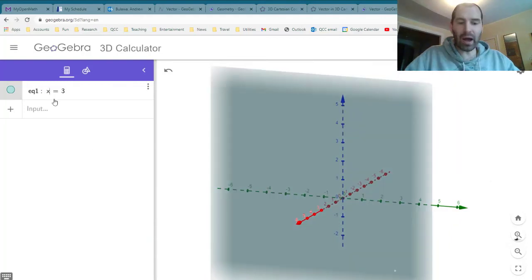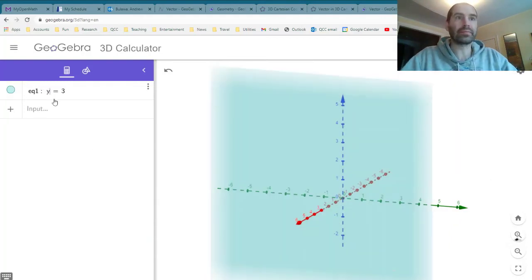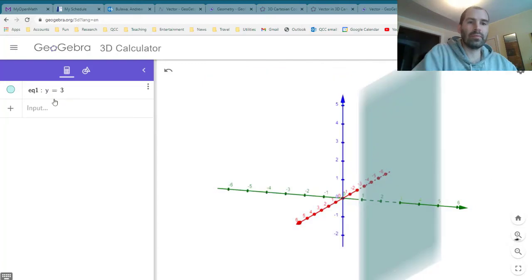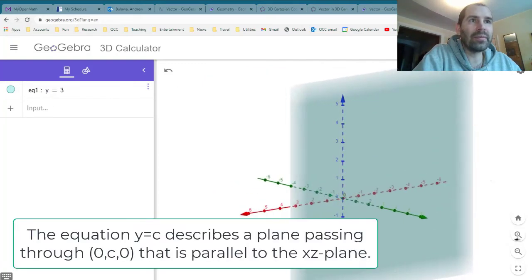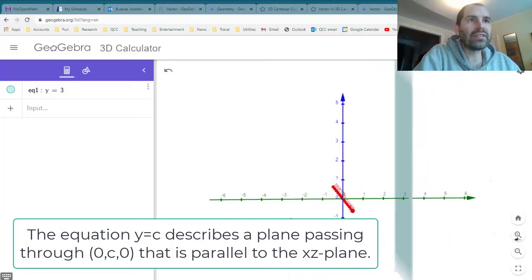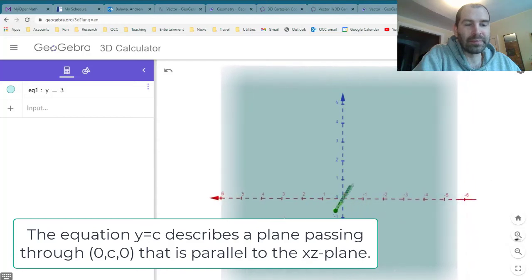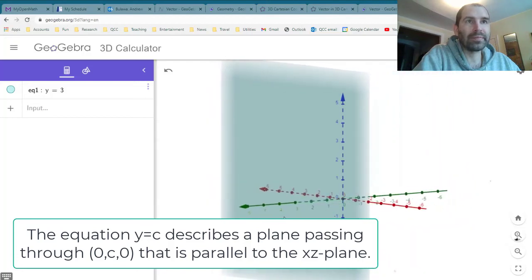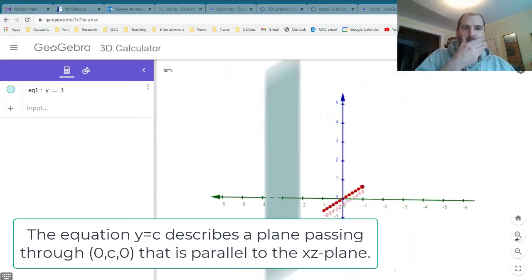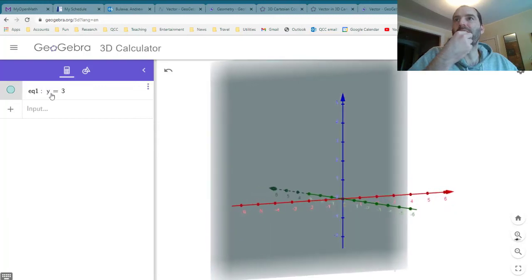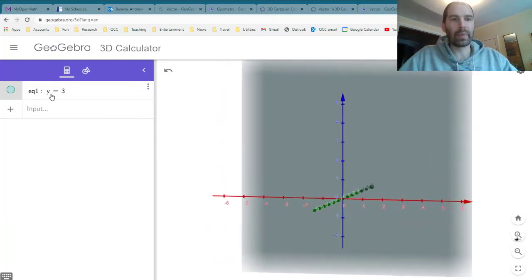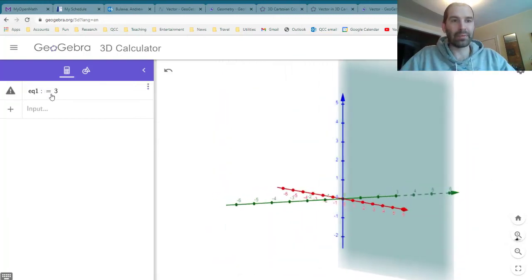What happens if I do y equals 3? Well, here we are. We get something parallel to the xz plane. We get the set of points whose y-coordinate is equal to 3. And we get this plane. Okay. What if I do z equals 3? What am I going to get?